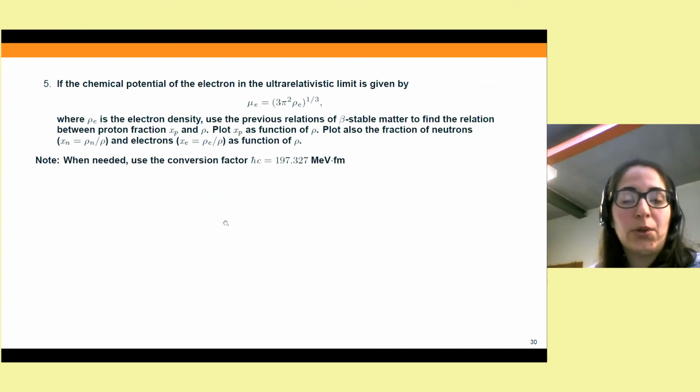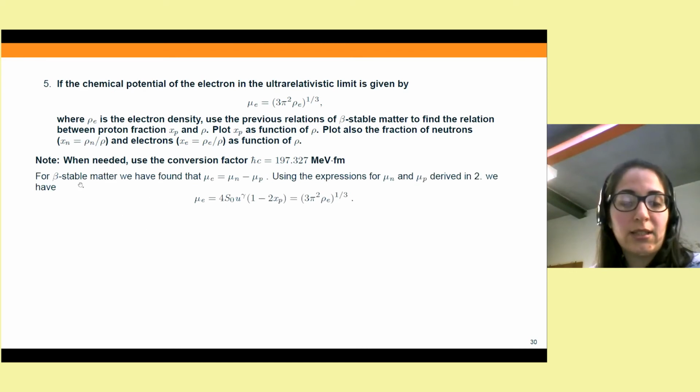Okay, so next it tells us that the chemical potential of the electron in the ultra-relativistic limit is given by this expression here, where this is the electron density. It asks us to use the previous relations that we have obtained for beta stable matter to find the relation between proton fraction and density, and to plot this function, and also for the fraction of neutrons and for the fraction of electrons. Okay.